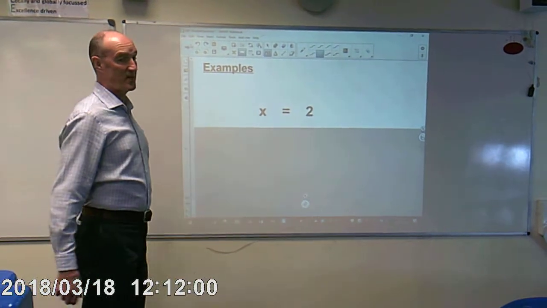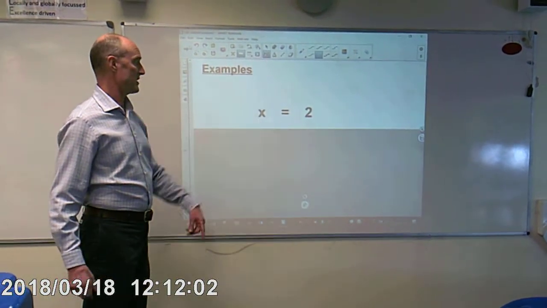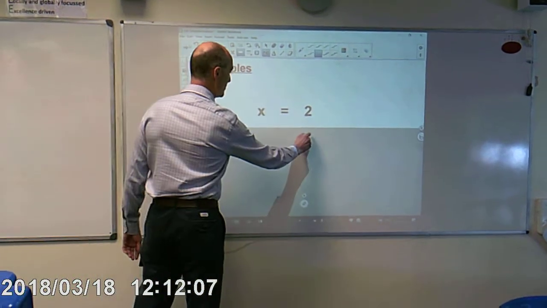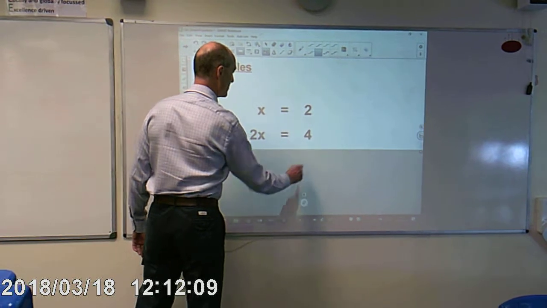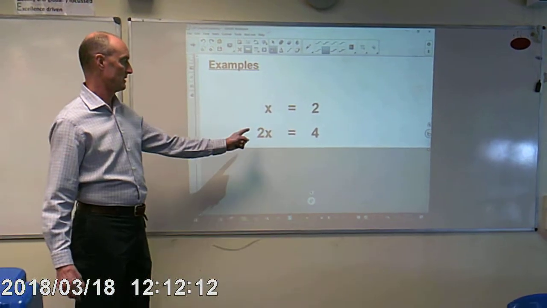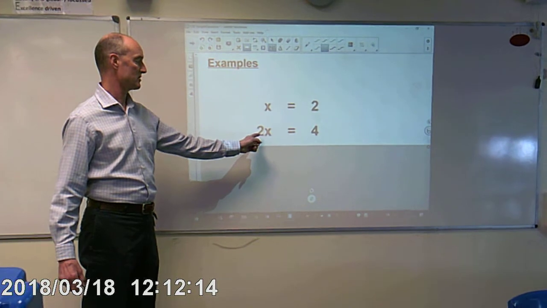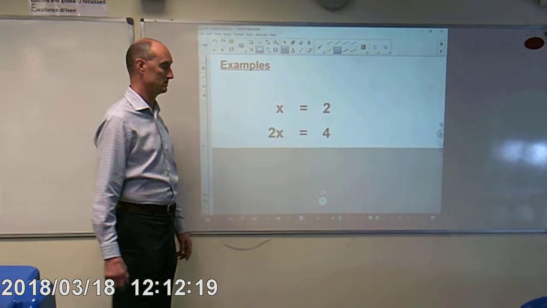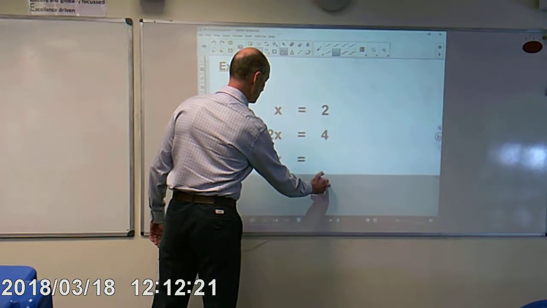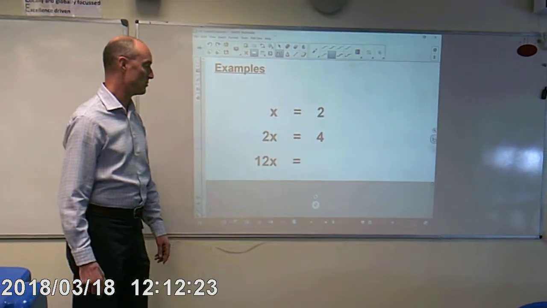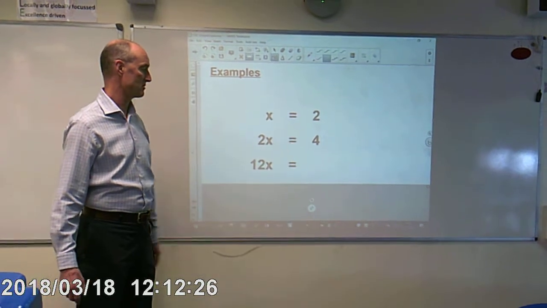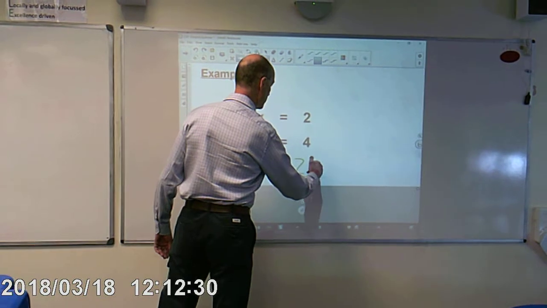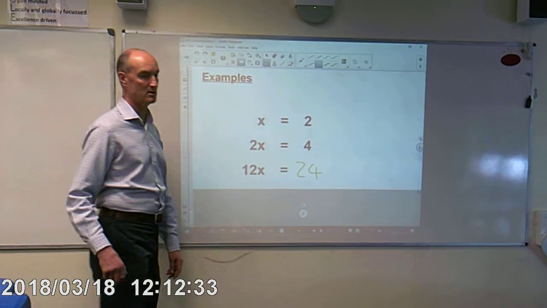Simple equation. X equals 2. We've got a variable x and we've got its value 2. That allows us to then work further. 2 lots of x, 2x, 2 times x, 2 lots of x equals 4. Does 12 lots of x equal 12 times x, 12x? 12 times 2 gives us a value of 24. We're using equations.